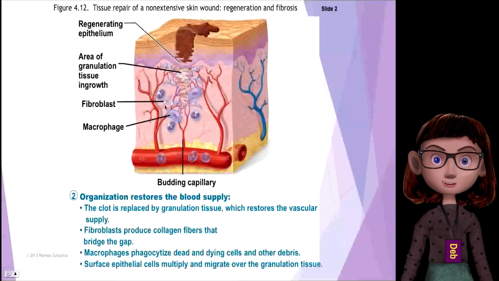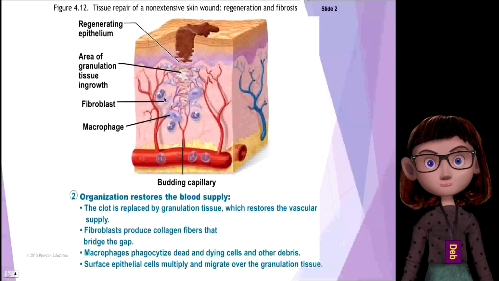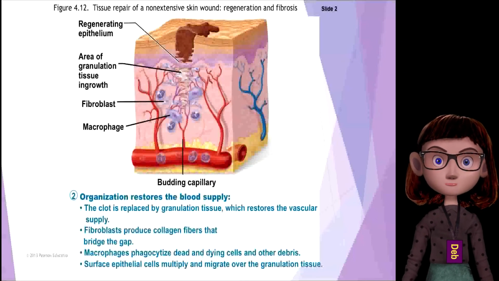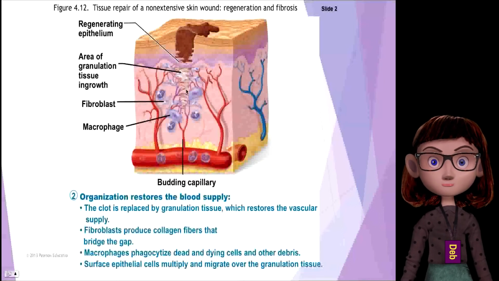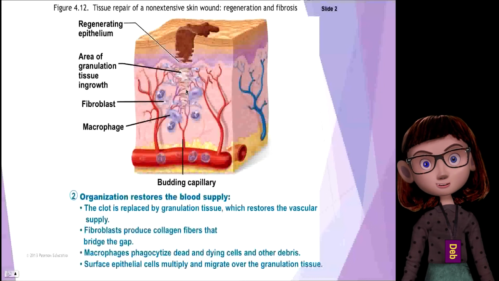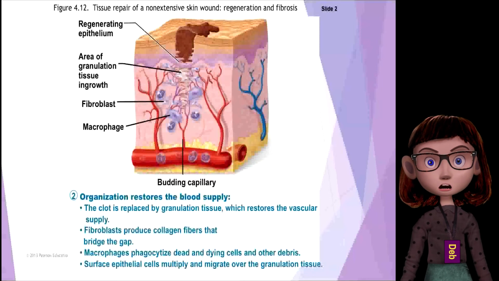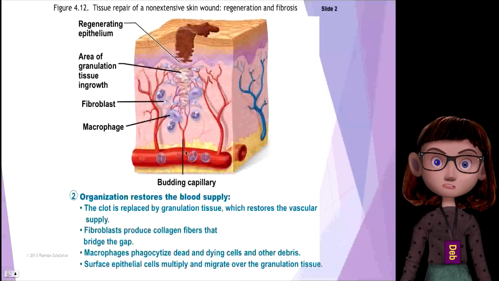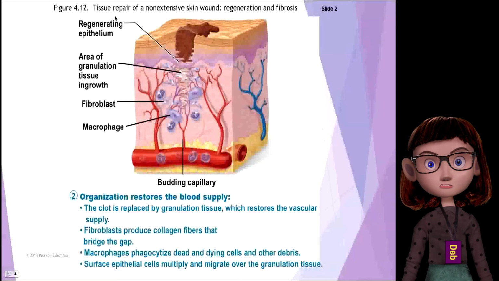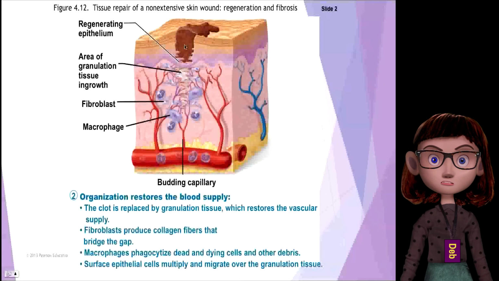Fibroblasts, which are indicated right here, are going to now produce and secrete collagen fibers, which is a tough protein that is going to bridge the gap. And this is also where you may see a smooth area at the site of the wound, which will be healed, but it'll actually be an interruption between epithelial cells. Macrophages are going to phagocytize the dead and dying cells and other debris, and the surface epithelial cells multiply and migrate over the granulation tissue.